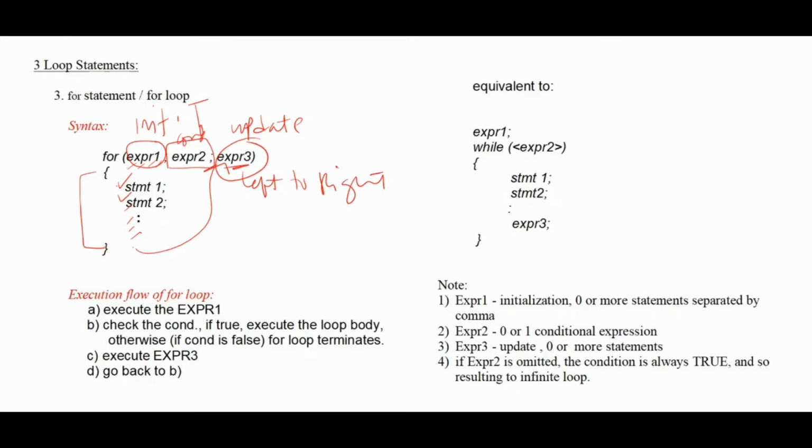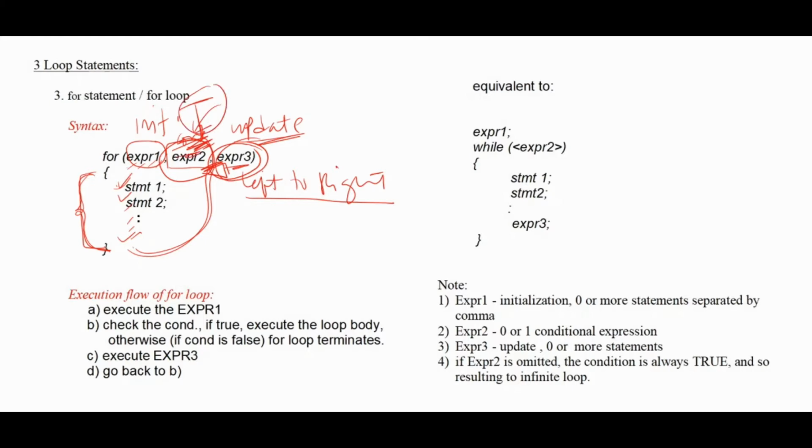After that, it goes back to expression 2, and the condition is evaluated again. If it is true, then execute the loop body again, which is now the second iteration. After the loop body is executed, all the statements from the first up to the last, execute expression 3, the update, all the statements in here from left to right. After that, go back again to the condition and check it.